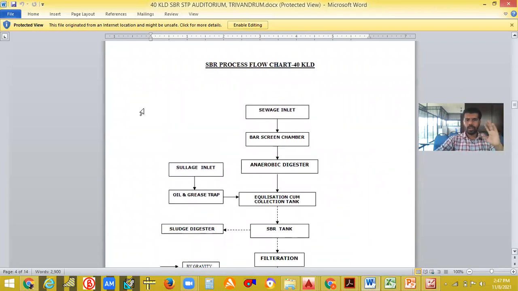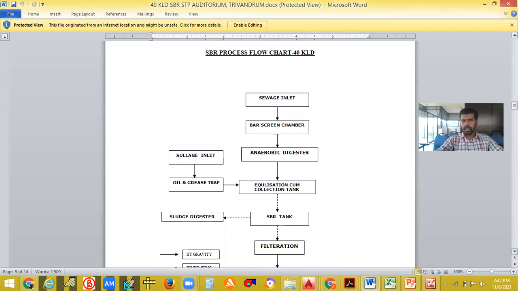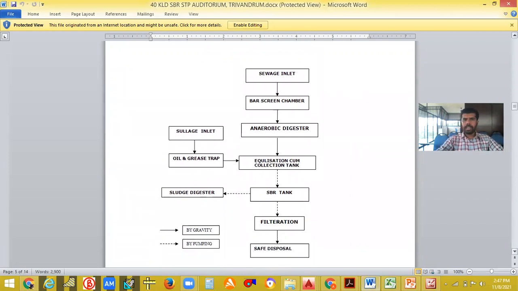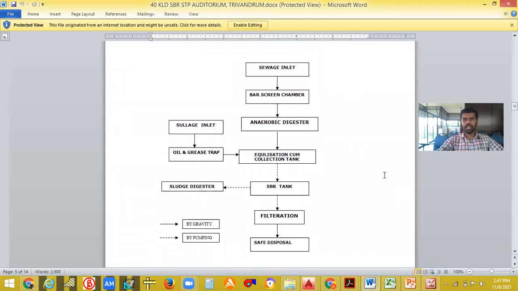When you're seeing a flow chart for designing, they will be giving the flow chart also. Initially there will be a sewage inlet. Then there will be a bar screen chamber, where all other solid or large waste will be collected. After that, water will go into the anaerobic digester. From there it goes to the collection chamber.